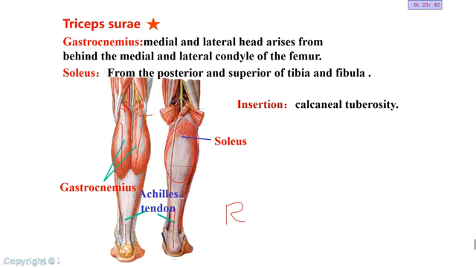We name it Achilles tendon. And it ends on the calcaneal tuberosity, here is calcaneus. And this muscle's function is to make your ankle plantar flexion. Flexion means the foot moves downwards. And the upper portion, because it's from the femur, can also make your knee flexion.